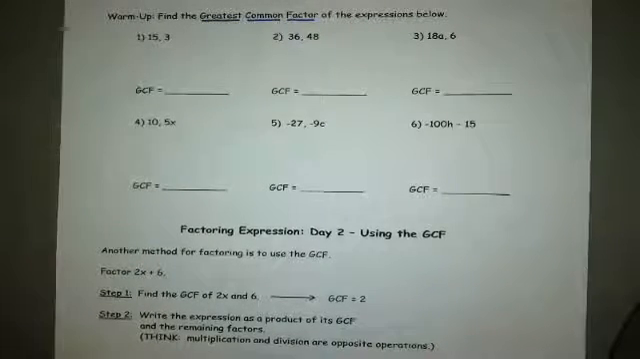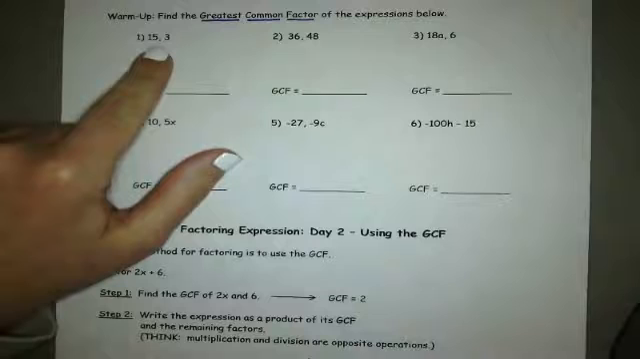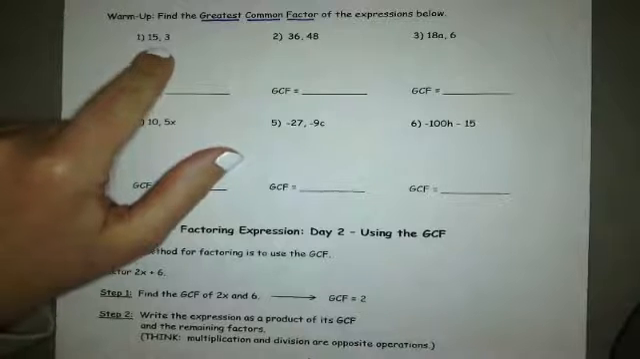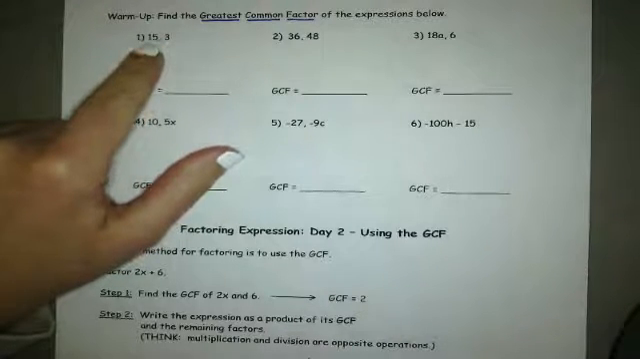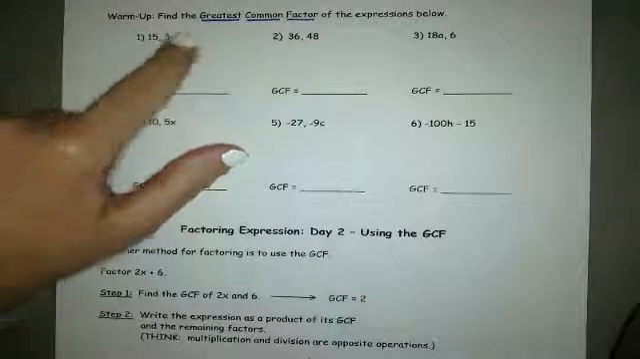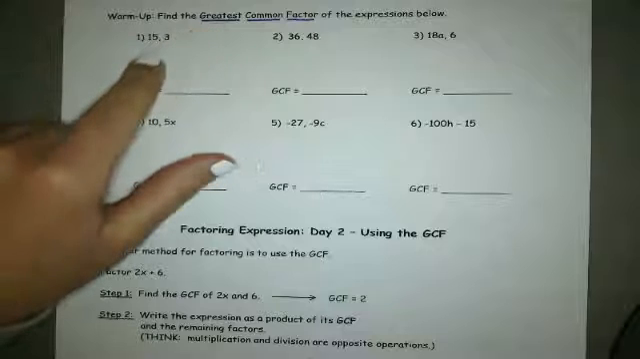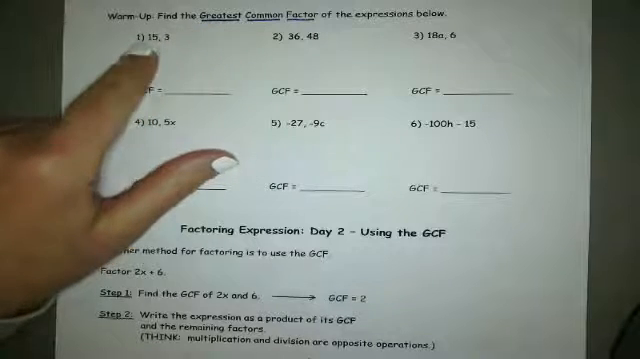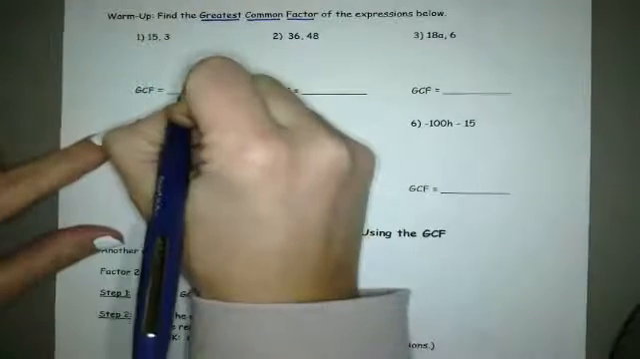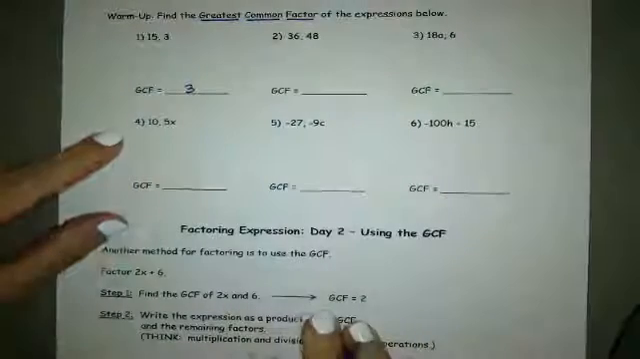So we start with number 1. We're looking for a number that divides into both 3 and 15. And it's not any number, it's the largest number. It's the greatest common factor. So the largest number that goes into 3 and 15 is in fact the number 3.